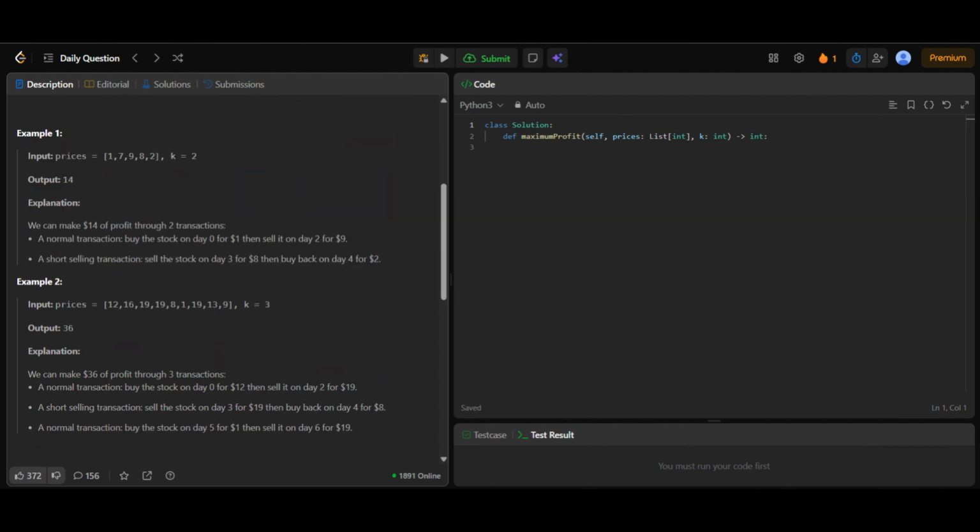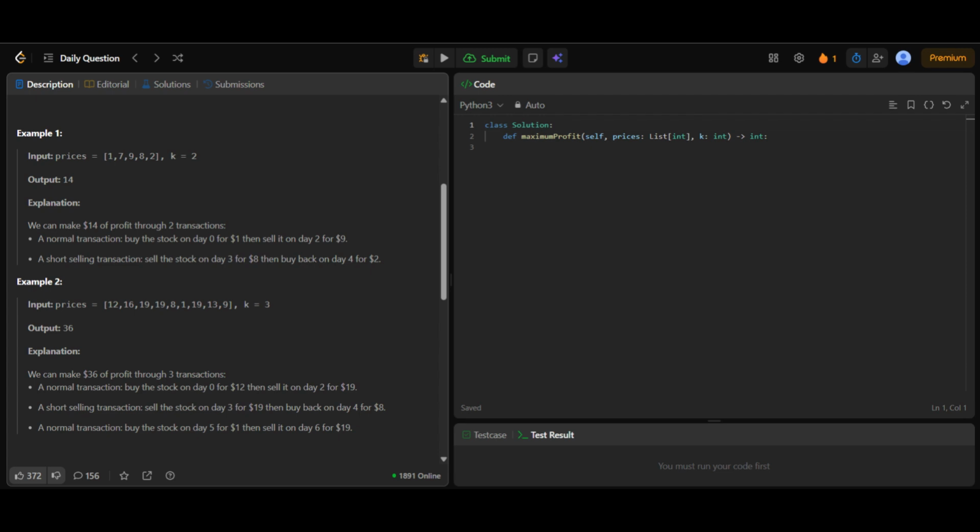Now let's walk through the second example. The input prices array is 12, 16, 19, 19, 8, 1, 19, 13, 9, and we are allowed to make at most 3 transactions. The output is 36, which means the maximum total profit we can achieve is $36. First, we perform a normal transaction. We buy the stock on day 0 at a price of $12 and sell it on day 2 when the price reaches $19. This gives us a profit of 19 minus 12, which is $7.